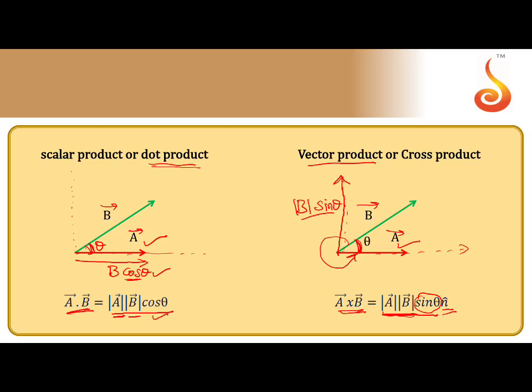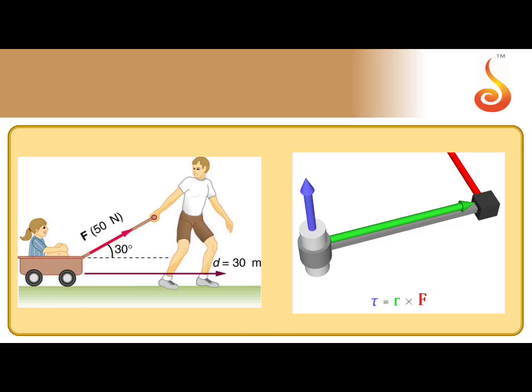What is the example for this? Example for scalar product is work done. This is given by mod of F mod of S into cos theta. As I told you earlier, if the two vectors are in the same direction, theta is 0, cos 0 will be equal to 1. You are going to just multiply their products.